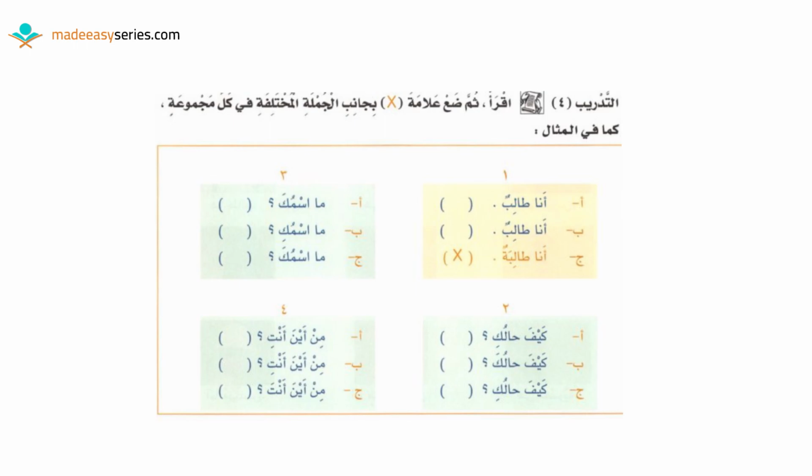Now let's go over the answers. Number 2, the second group, which is the box on the right side at the bottom, we have كيف حالك, كيف حالك and كيف حالك. We're going to cross out the second one, the ba. Then the third group, we have ما اسمك, ما اسمك and ما اسمك. We're going to cross out the second sentence, the ba. Next one we have من أين أنت, من أين أنت, من أين أنت. We're going to cross out the last sentence, which is sentence جيم.